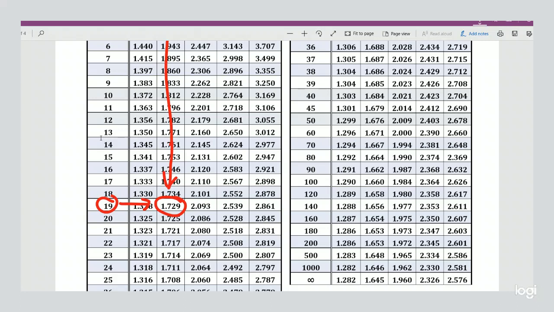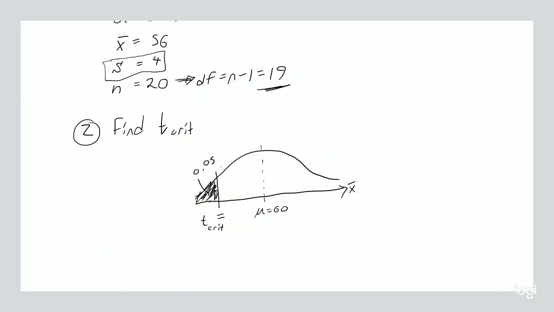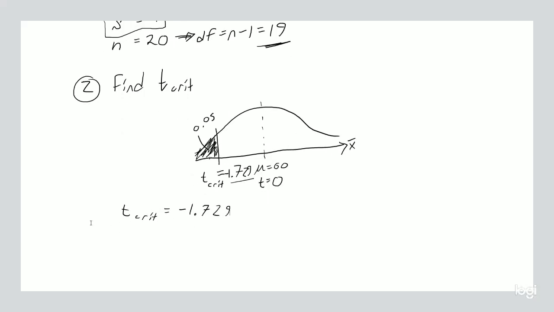Now the t-table will always only give you the positive value. You have to figure out, are you dealing with a positive or negative value? So that 1.729, in our case, we know it's negative 1.729 because in the middle, t is equal to 0 by definition. Because we're on the negative side of that center, we must have a negative t-value. That's step 2 completed.